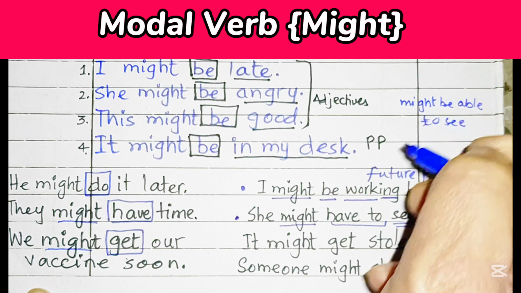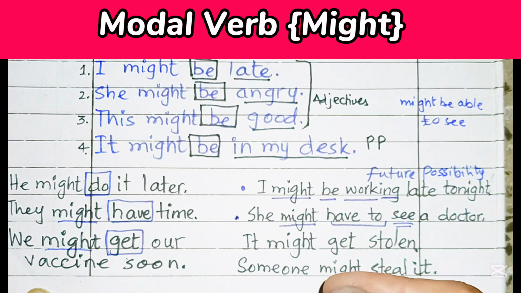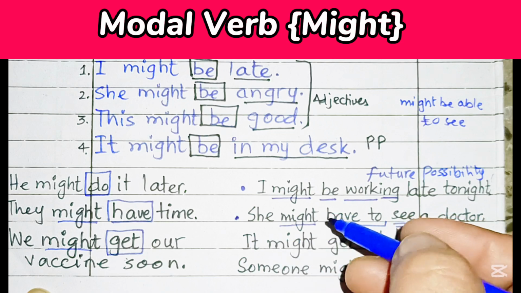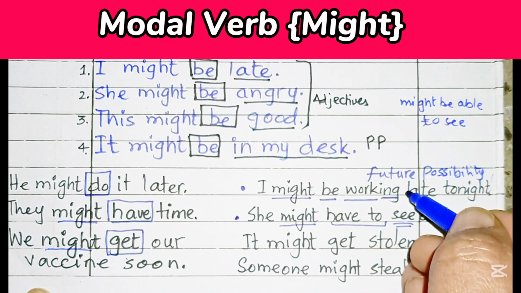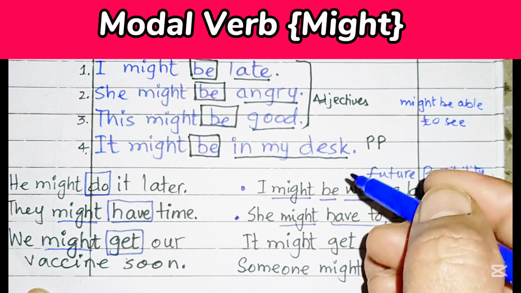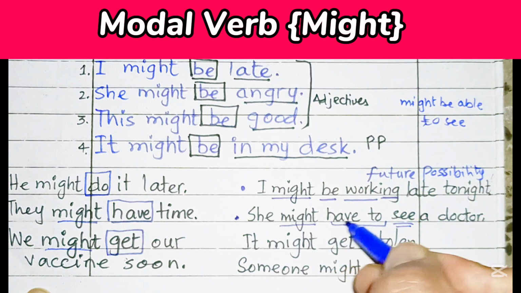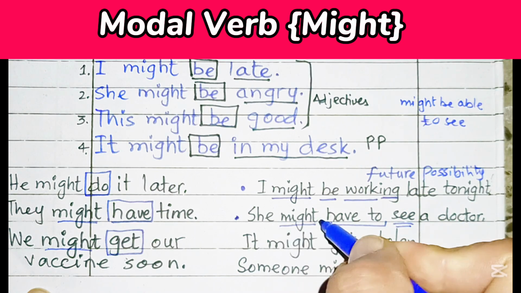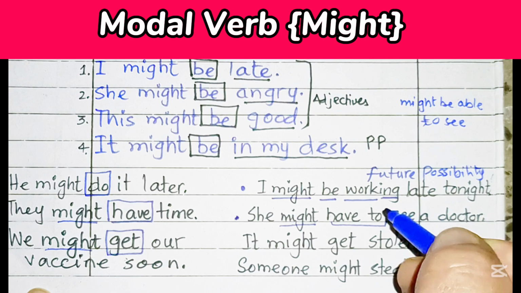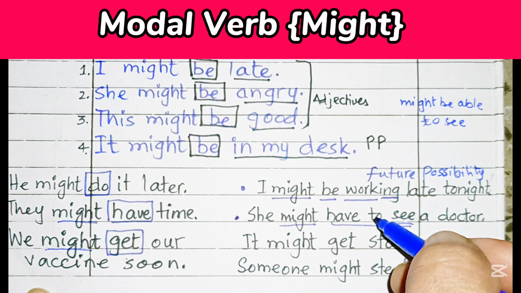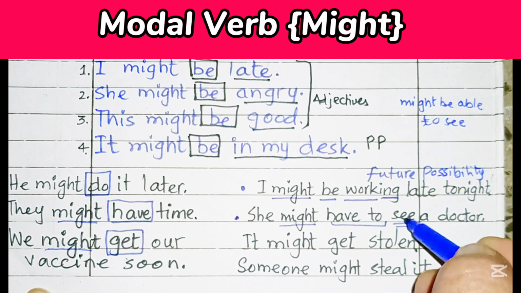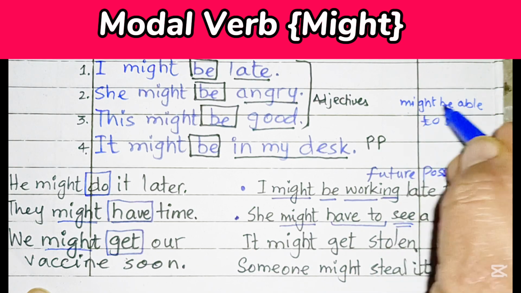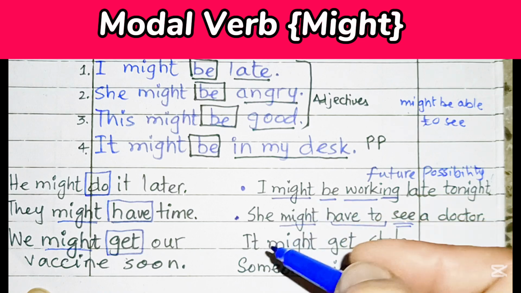As I mentioned earlier, some verb phrases are used after might, like might have to see a doctor. She might have to see a doctor means there is another possibility of meeting a doctor, or might be able to see. Might have to see or might be able to see, both are correct. This is another possibility.